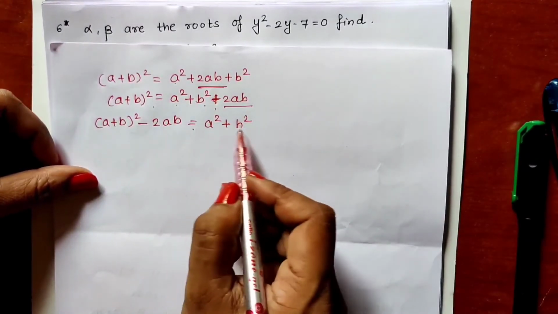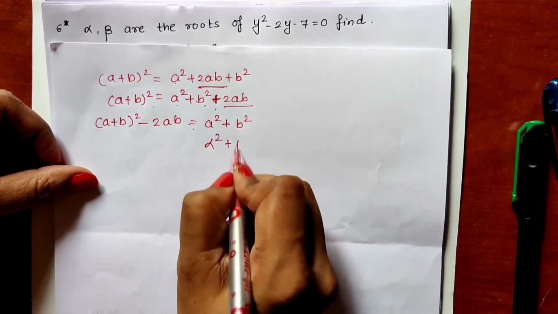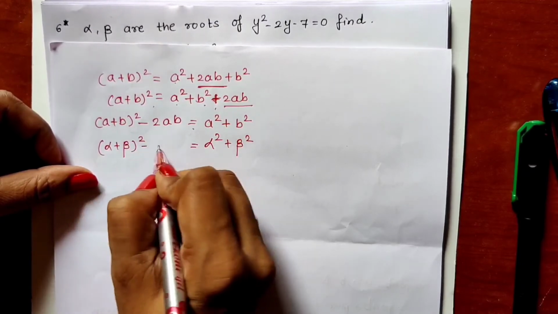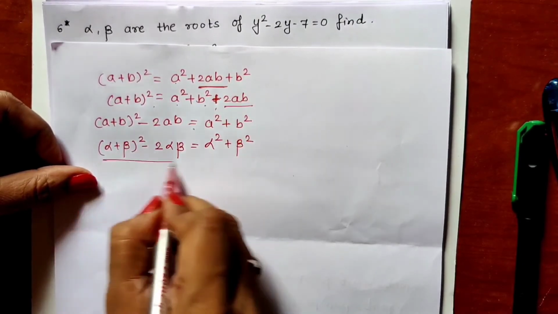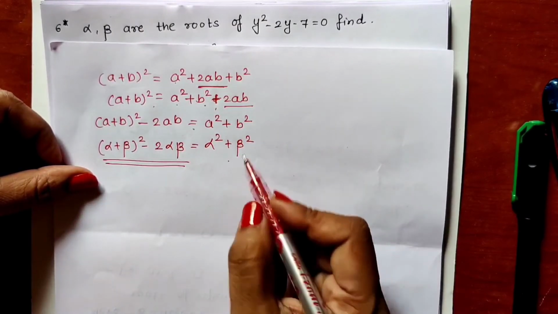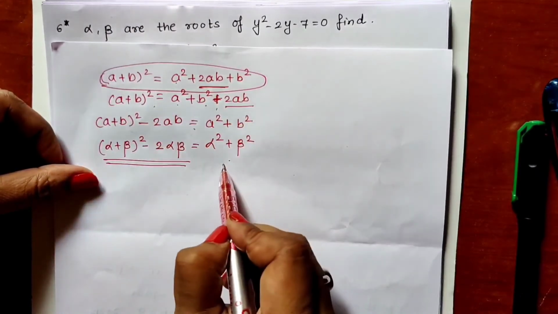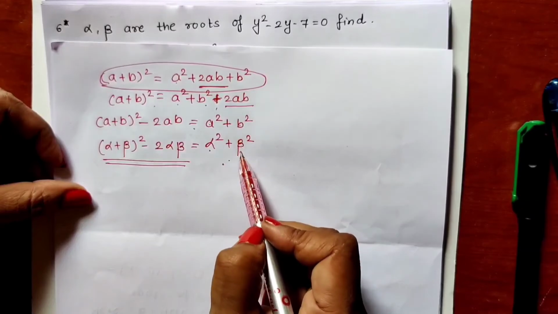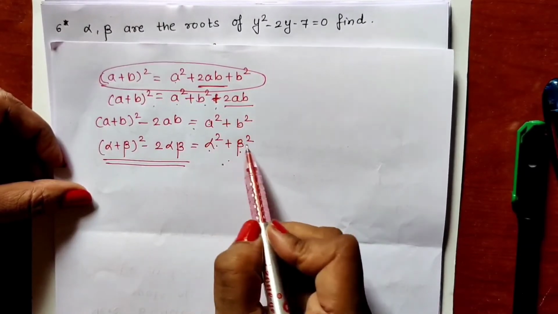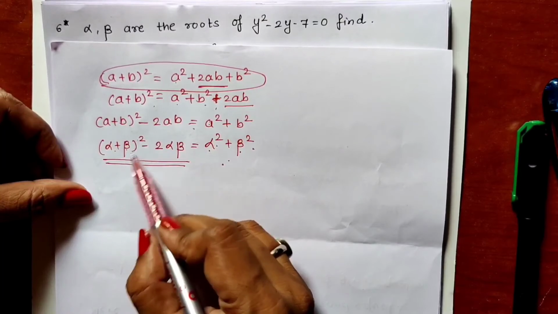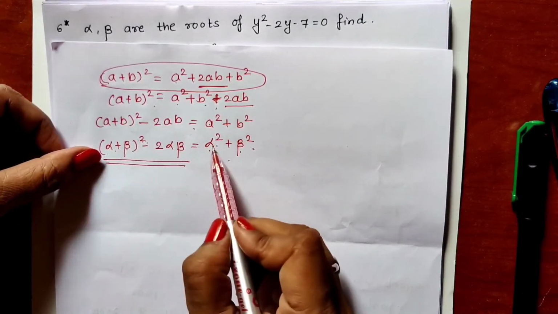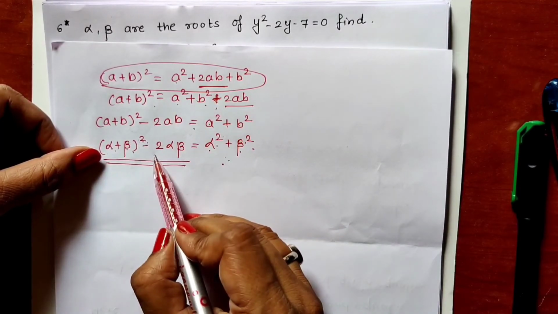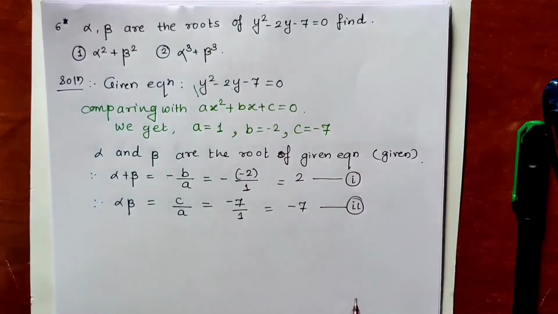So in place of a square plus b square, if I write alpha square plus beta square, what I will get? Alpha plus beta whole square minus 2 into alpha beta. Are you understanding? This is the expansion formula. From this expansion formula, we have got this formula, same formula. No difference. Only in place of a we have written alpha, and in place of b we have written beta. So alpha square plus beta square is equal to alpha plus beta whole square minus 2 alpha beta. There is a difference between whole square and individual square. So we will use this formula.